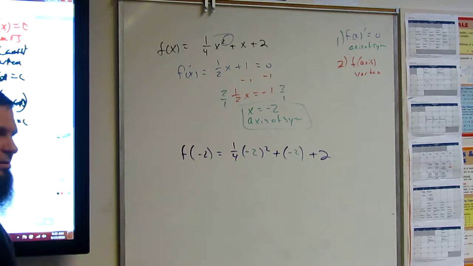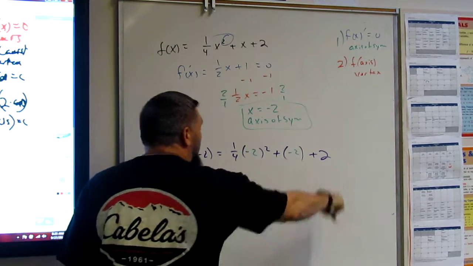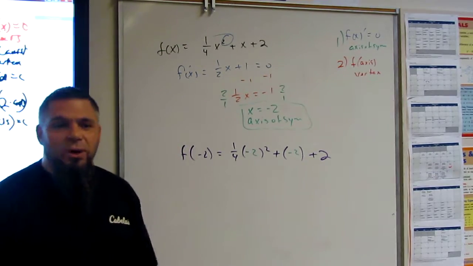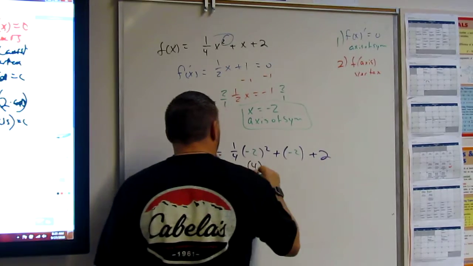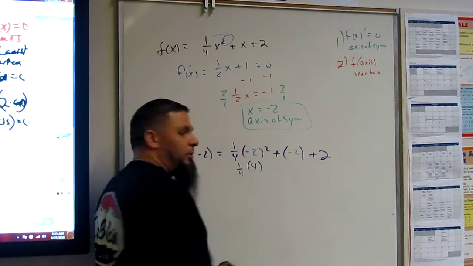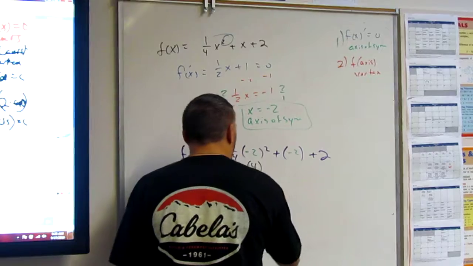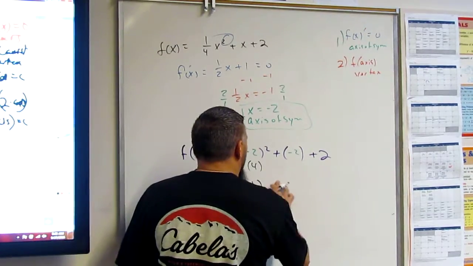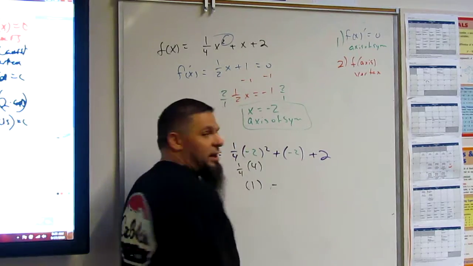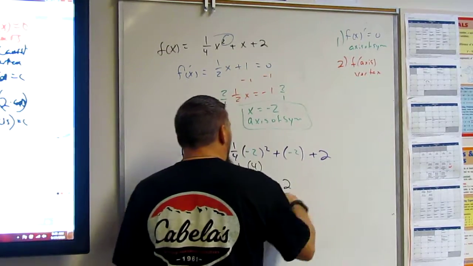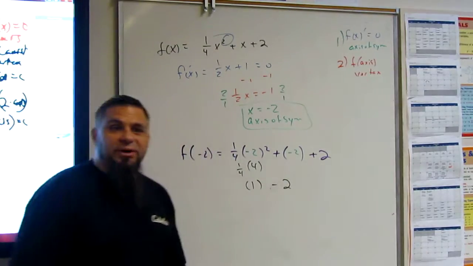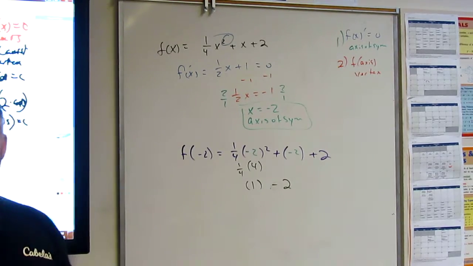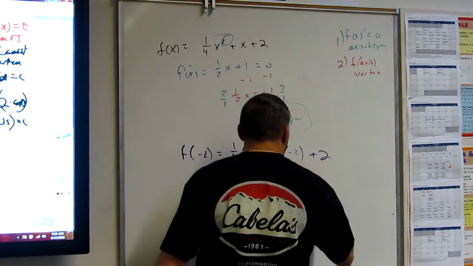Alright, so then we do the math. -2 squared is 4. Times a 4th, well, that would be 1. What's plus a minus? Minus, right? 2. Is one of those twice as big as the other? Yes. Perfect. We know we're on the right track.